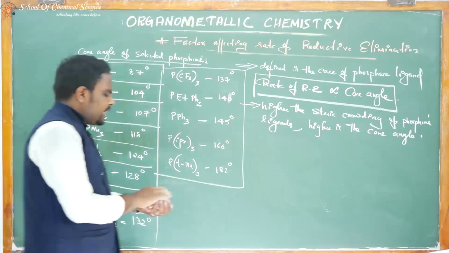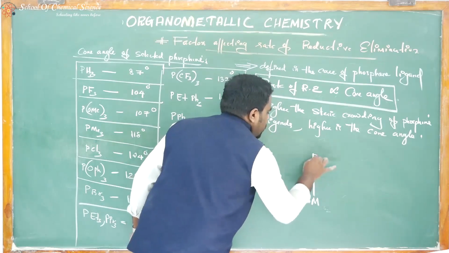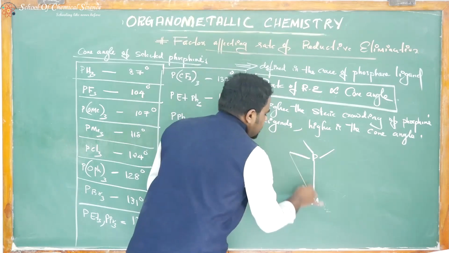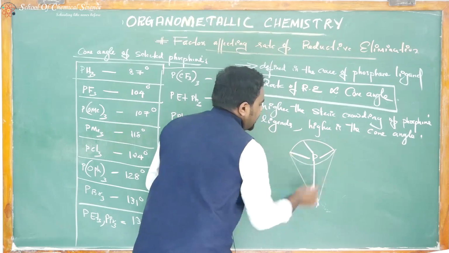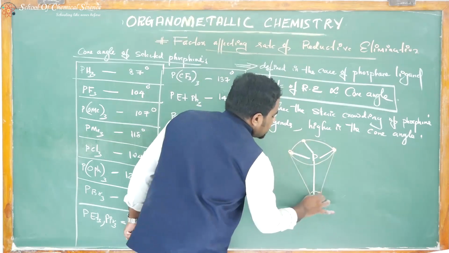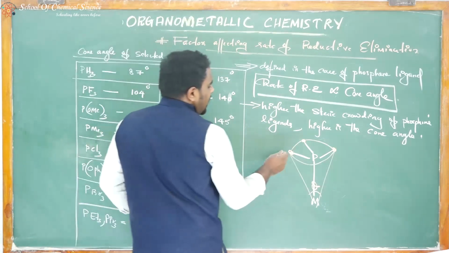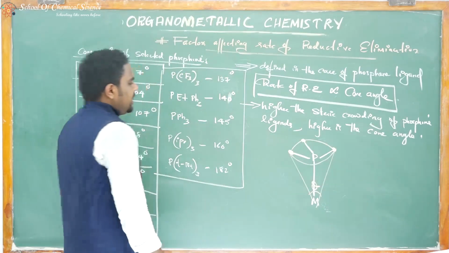Once again explaining the cone. This is a metal connected to phosphorus. You know phosphorus has 3 valencies. These 3 valencies will make a cone with the metal, with 3 substituents R1, R2, R3. This angle is called the cone angle theta. If these substituents are large, your cone will be a large cone and the angle theta increases.